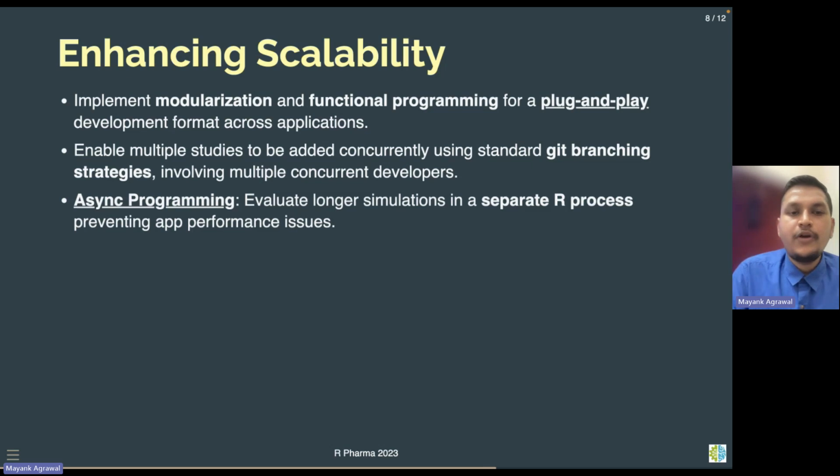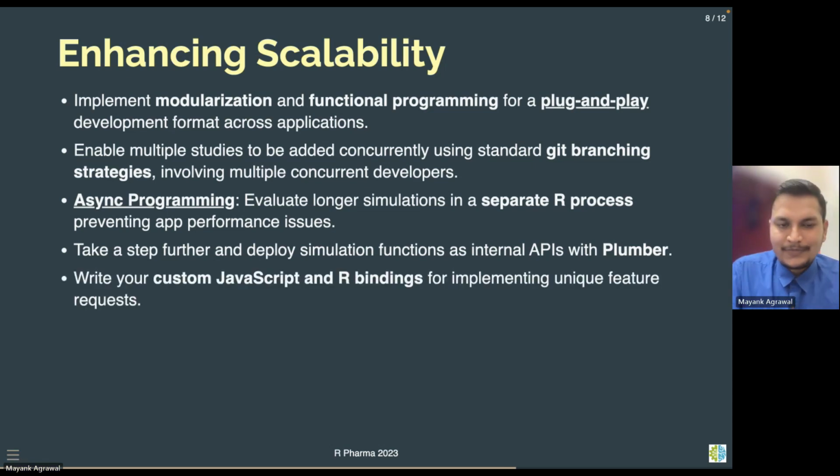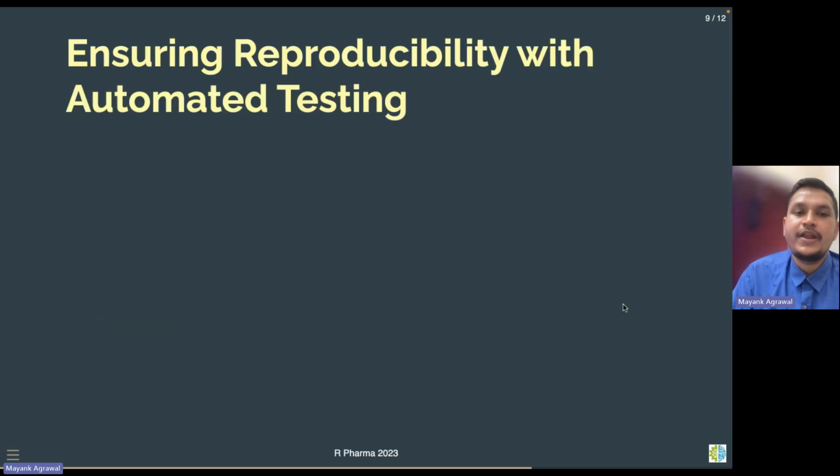They would implement it and test it, and everything would be merged to the development branch, and then everything would be tested rigorously. We also implemented async programming to evaluate longer simulations in separate R processes so that our application could be free for other features. We took it a step further and deployed our simulation functions as APIs internally with Plumber. And always write your own custom JavaScript and R bindings for implementing unique features. The key insight is to always approach user requests as a blend of web development, software engineering, and R development. If you just think outside the box, most of these features would be very easy to implement.